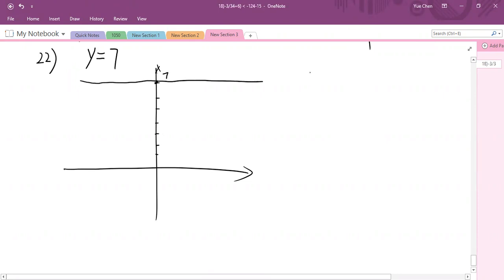Okay, x-intercept, which is the point on the x-axis for the graph. There's no point on the x-axis, so there's no x-intercept. What about the y-intercept? 7, right? y equals 7 is the y-intercept. Sometimes it asks you to give the point, which is the point (0, 7). Depends on the problem.